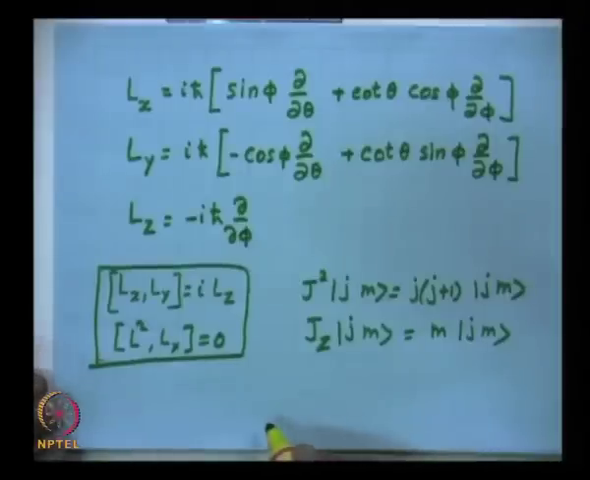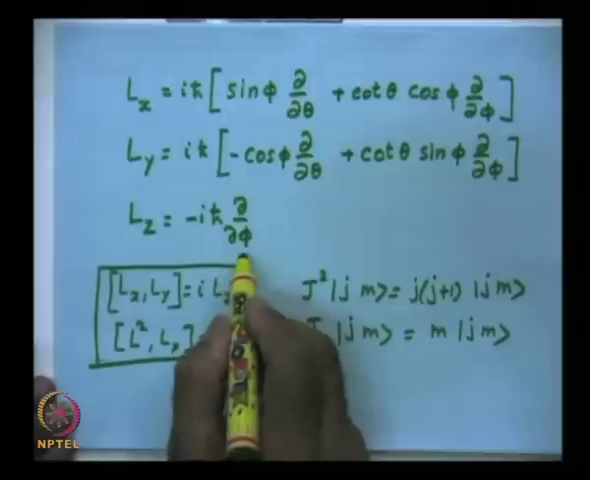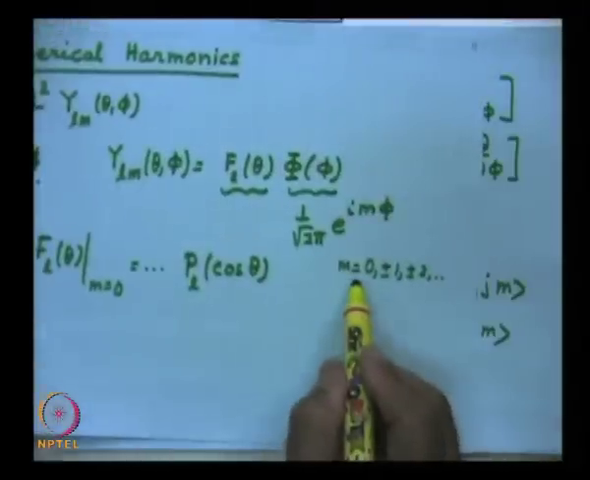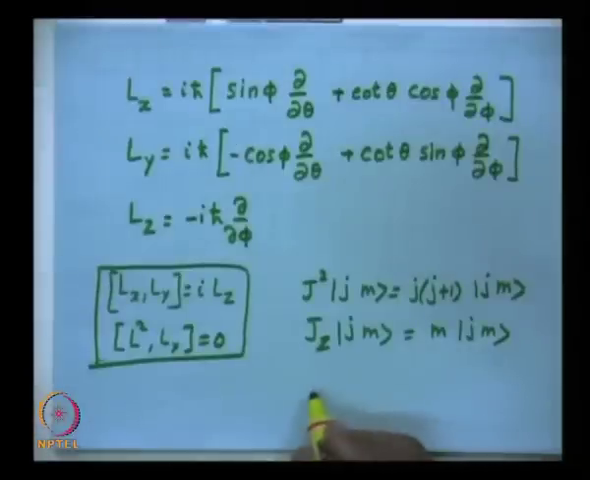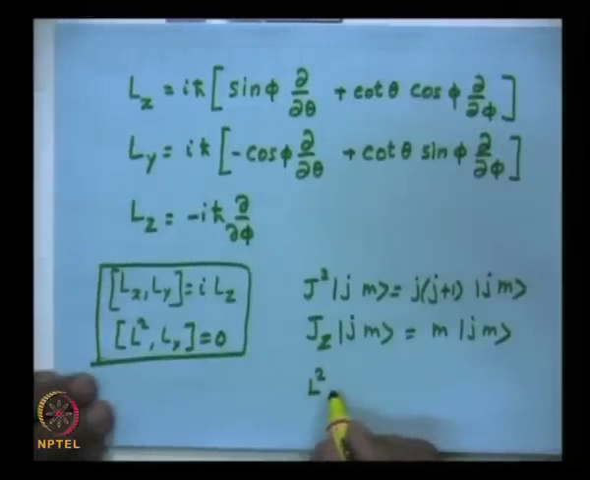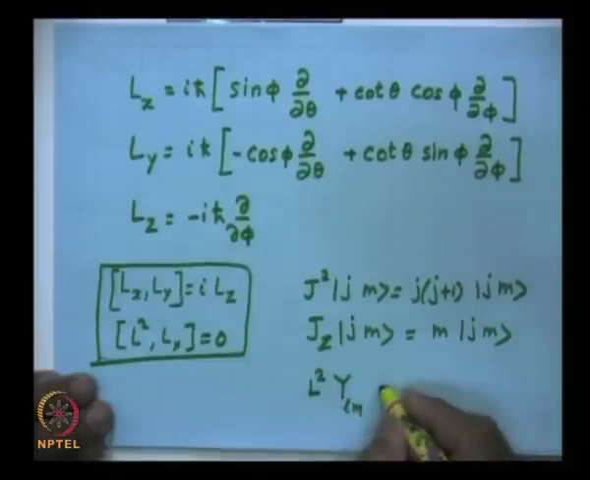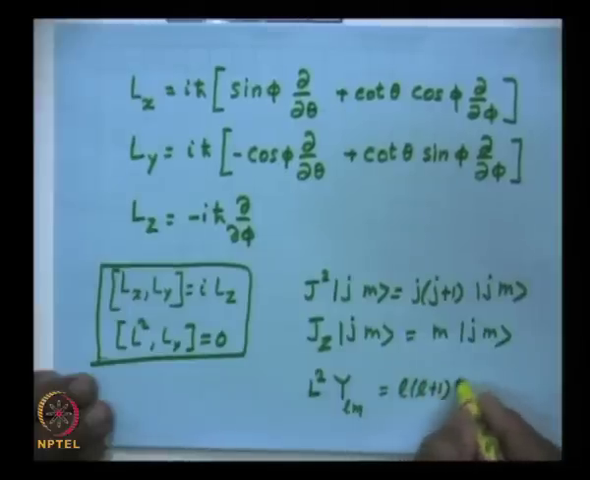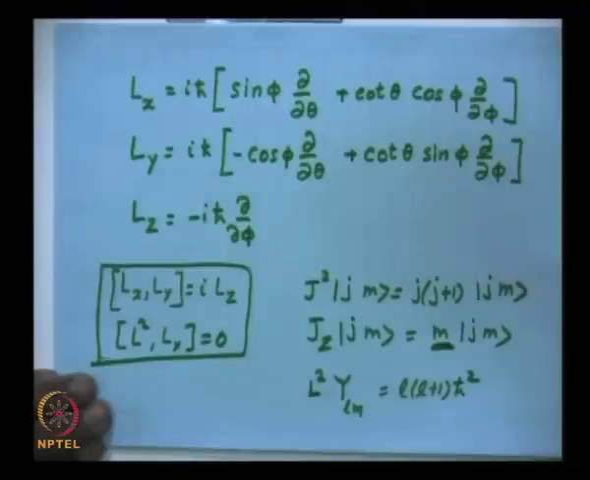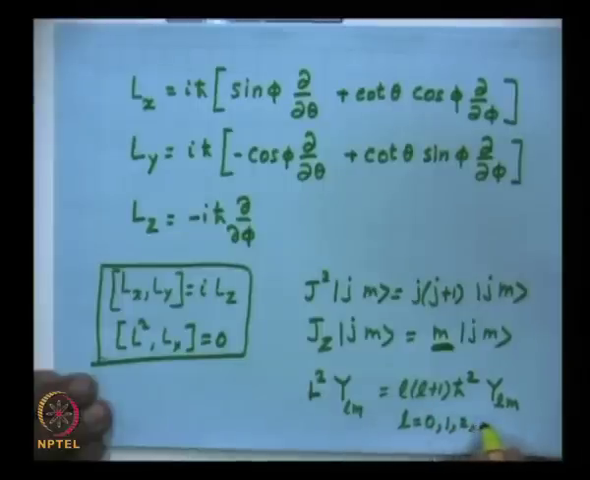And so, since in this particular case m takes integer values, the eigenvalues of L², with eigenfunctions denoted by Y_lm(θ, φ), must be equal to l(l+1)ħ², because we have shown that m takes only integer values or 0. So, L² acting on Y_lm(θ, φ) gives this eigenvalue, where l now takes 0, 1, 2, 3, etcetera.